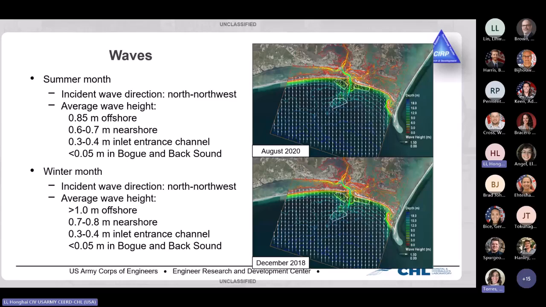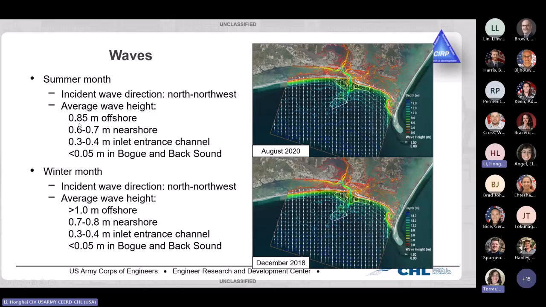And then we did a model simulation, and we got a wave and current analysis here. And this is the monthly average wave height. And this is August, and the bottom one is December. So in terms of a monthly mean, they have a similar direction, and a little bit stronger wave height during winter time.